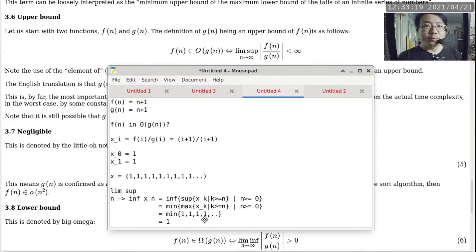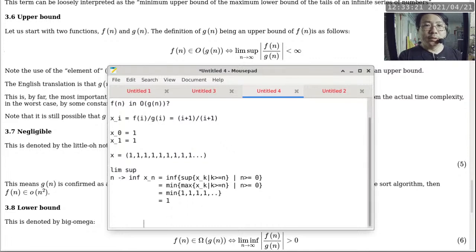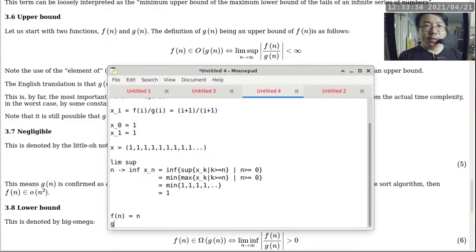Let's try another example. We'll try another example where f of n is defined to be just n, and g of n is defined to be n plus 1, the whole thing squared. Okay, there we go.